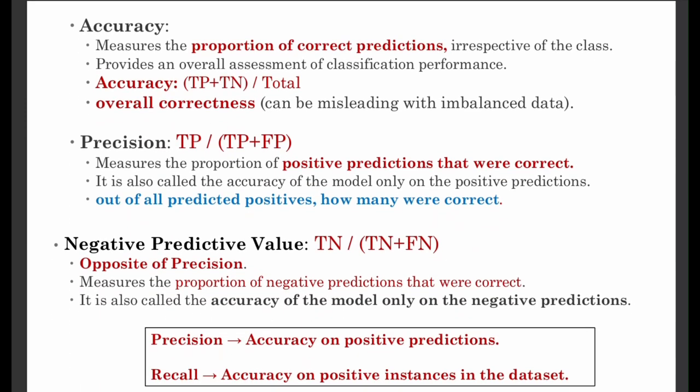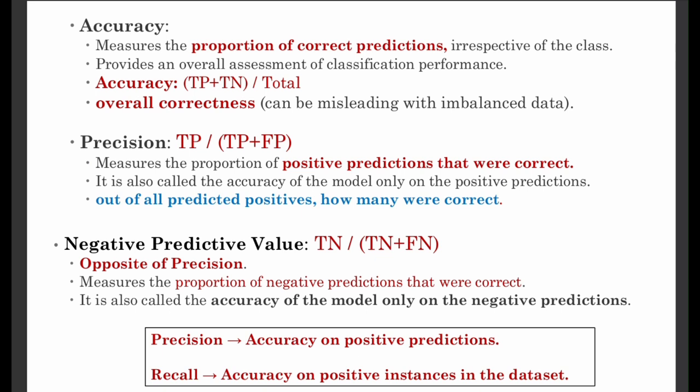Now, accuracy. The formula is TP plus TN divided by total. That means true positive plus true negative divided by total. This measures the overall proportion of correct predictions. Example: with TP equal to 40, TN equal to 50, FP equal to 5 and FN equal to 5, the accuracy is TP plus TN, that means 40 plus 50, divided by total, that means 40 plus 50 plus 5 plus 5, which gives 90%.